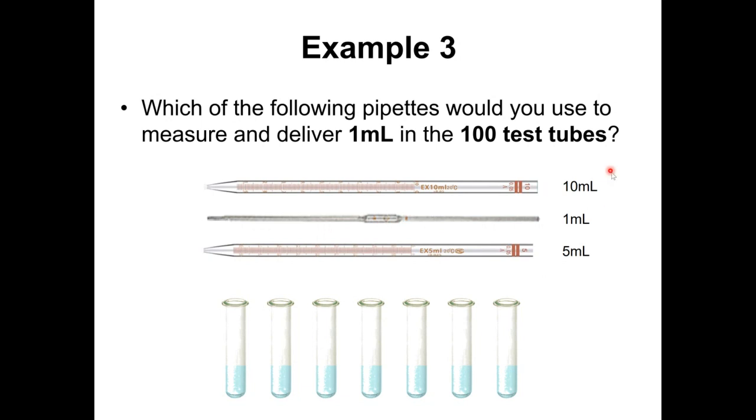Well, the 10 milliliter will be the best one to use. Why? And how would you use it? Basically, you would suck up the liquid all the way to 10 milliliters, and then you will go on top of each test tube and deliver 1 milliliter. So you will go from 10, so 0 to 1 in the first test tube, 1 to 2, second test tube, 2 to 3, and so on.